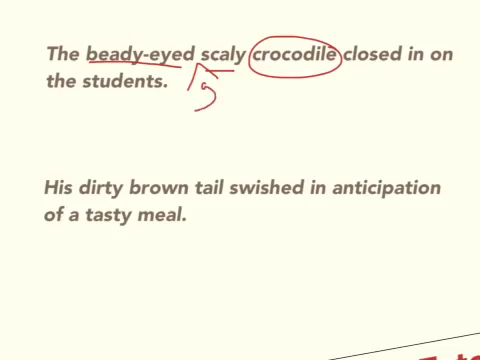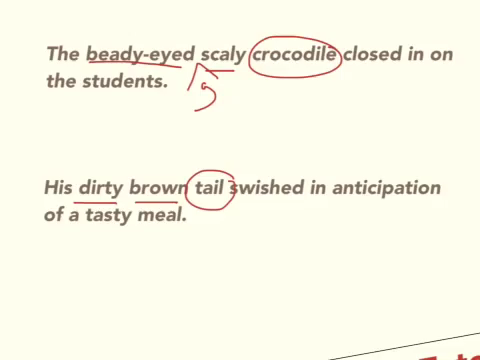His dirty brown tail swished in anticipation of a tasty meal. Dirty and brown are describing tail. Well, this one's actually a little trickier because I could look at it two ways. If I was saying that the tail was a dirty brown color, those adjectives need to go together. They are building on each other. They aren't separate things. If that was the case, I wouldn't put a comma between them. But if I'm describing them as separate things, the tail happens to be brown and it's also dirty, then I could use a coordinate adjective comma.